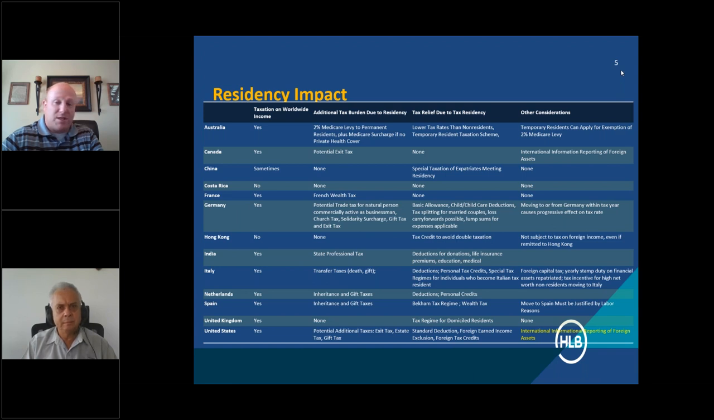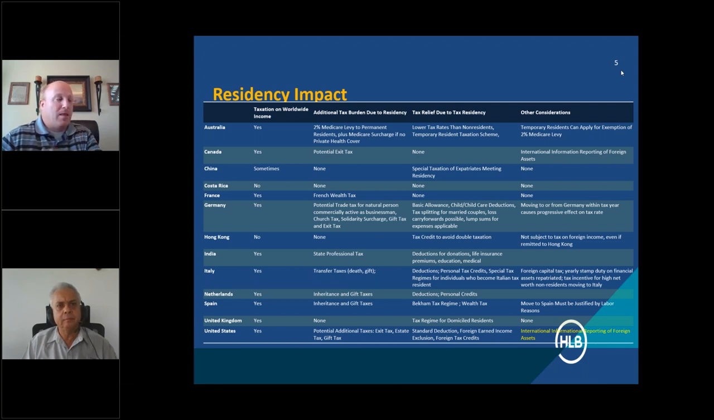The other thing, for citizens and green card holders, that is unique to the U.S. is we're not a territorial system. We tax our citizens based on citizenship. And so if you try to leave the US, like I mentioned earlier, you continue to be taxed in the US unless you officially relinquish your citizenship or your green card. And that's a big deal, because there are certain rules, but you could be subject to an exit tax if you try to relinquish your citizenship or green card. That's a really big deal.